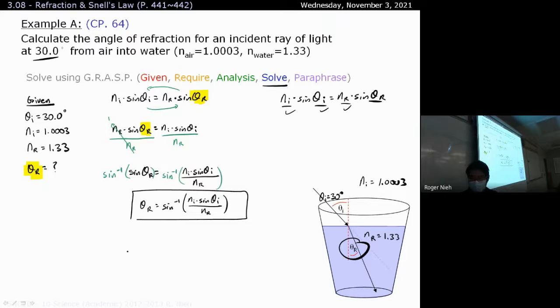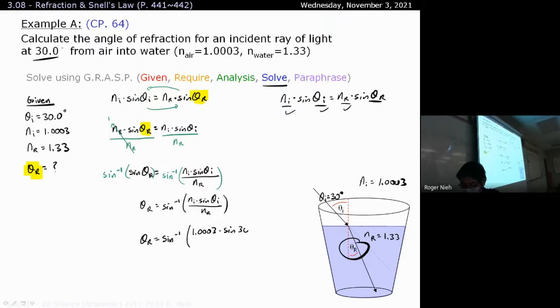Moving on to solve. Solve means to substitute. Sub the values in now. So theta R is equal to sine to the -1 of 1.0003 times the sine of theta I, which is at 30.0 degrees, divided by N subscript R. Whoops, 1.33. And you need to figure out how to type that into your calculator to get to your final answer.